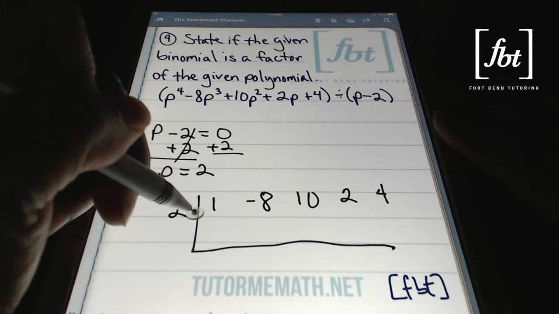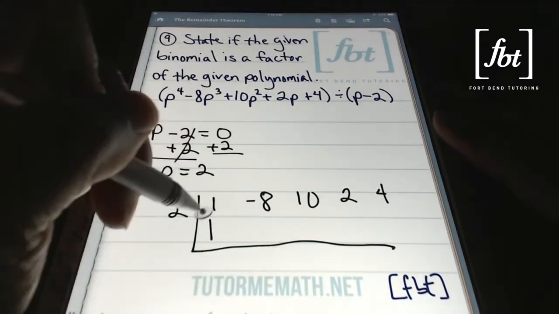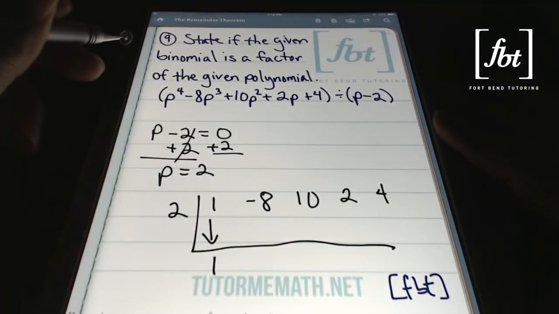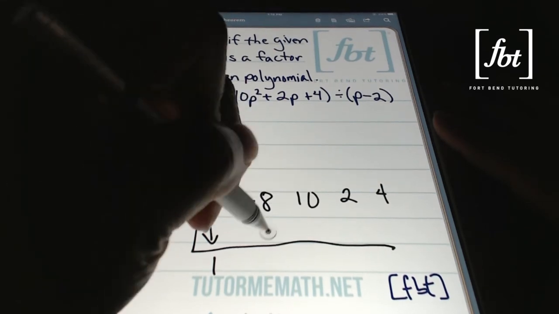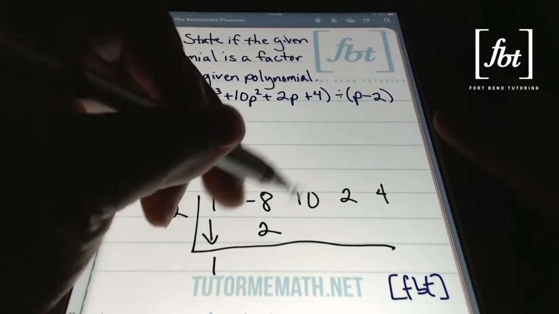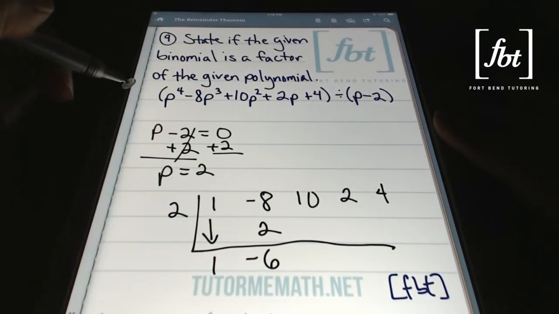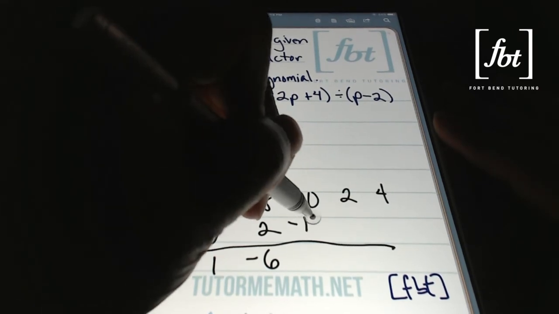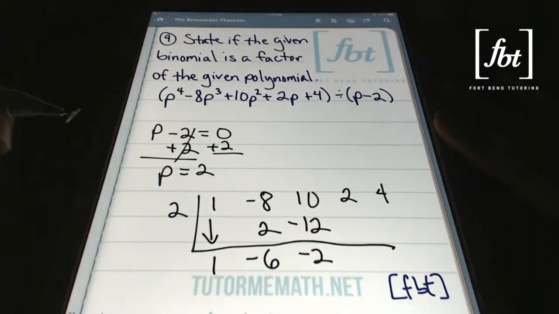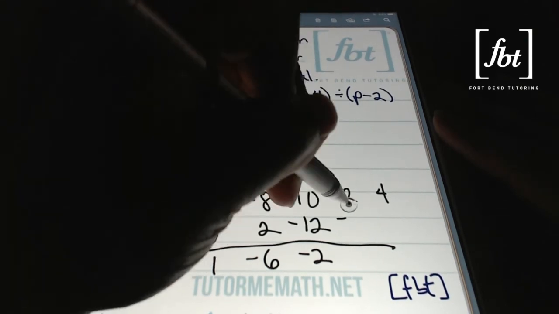So bringing down this first value of 1. We have 2 times 1, which is 2. The negative 8 and 2 combine to give you negative 6. 2 times negative 6 is negative 12. We'll combine those values to give us negative 2. We now have 2 times negative 2 that gives us negative 4.